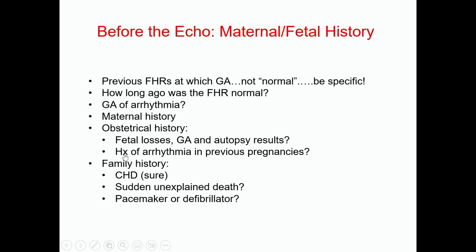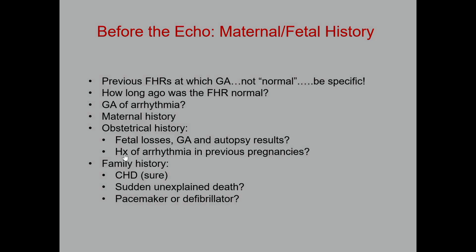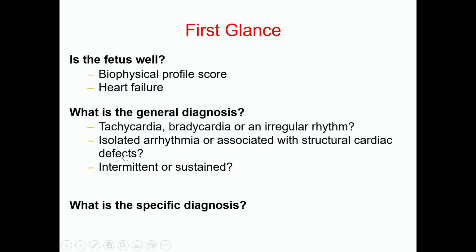It's real important to get a history. And as I was told in medical school, a patient will tell you what's wrong with them if you only know the right questions to ask them. Some of these questions can be the previous heart rates, what they were at various gestational ages. Oftentimes people will say normal, but you really have to be specific. How long ago was the fetal heart rate normal? The gestational age of the arrhythmia, maternal history, obstetrical history, and family history.